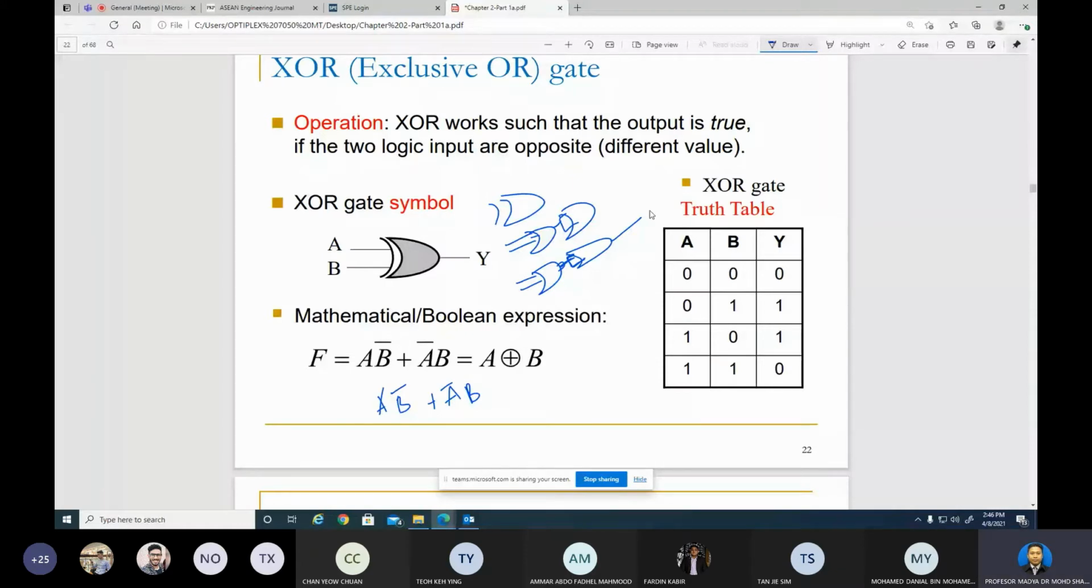So this is a truth table. The XOR works such that the output is true if the two logic inputs are opposite. That means if the values are opposite, the output will be active, which is 1. If the inputs are the same, the output will be false, which is 0. For example, this is the same, so it will be 0. If different, the output will be 1.